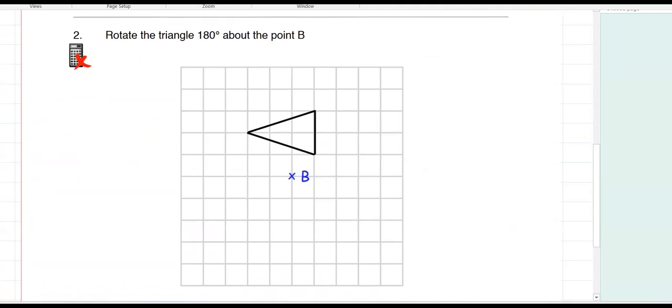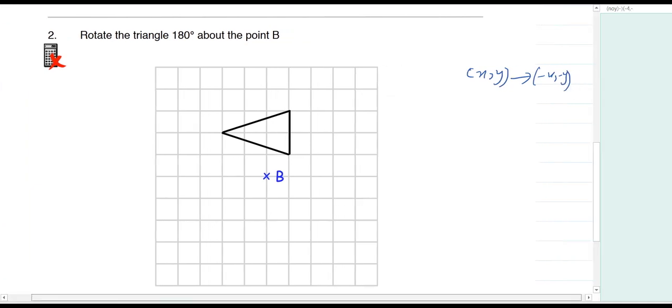Have a look at this question. You have been given a center. Yes, you have been given a center. This is a center. And we have been asked to rotate the triangle about the point B 180-degree. When you are rotating 180-degree, the rule you know very well. If the point is xy, it will change to minus x, minus y. Yes, this is what you have to do with that.